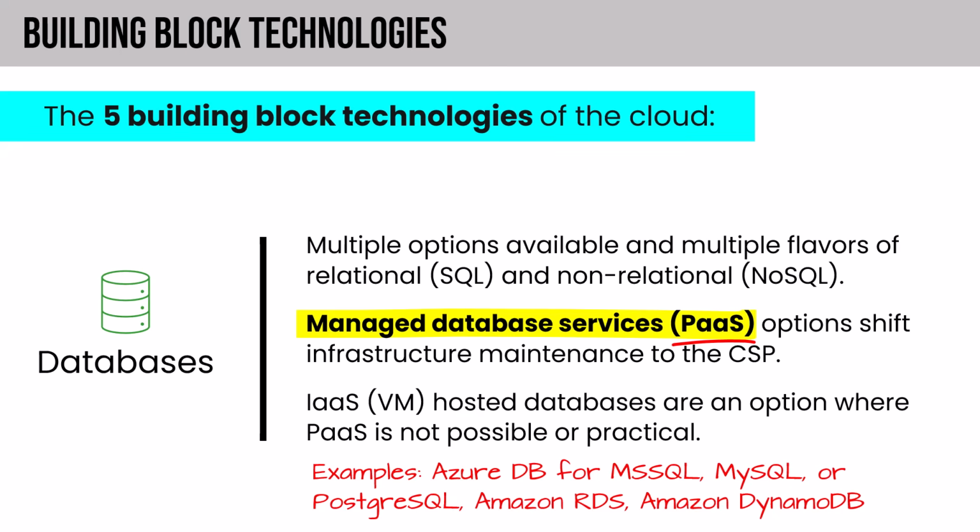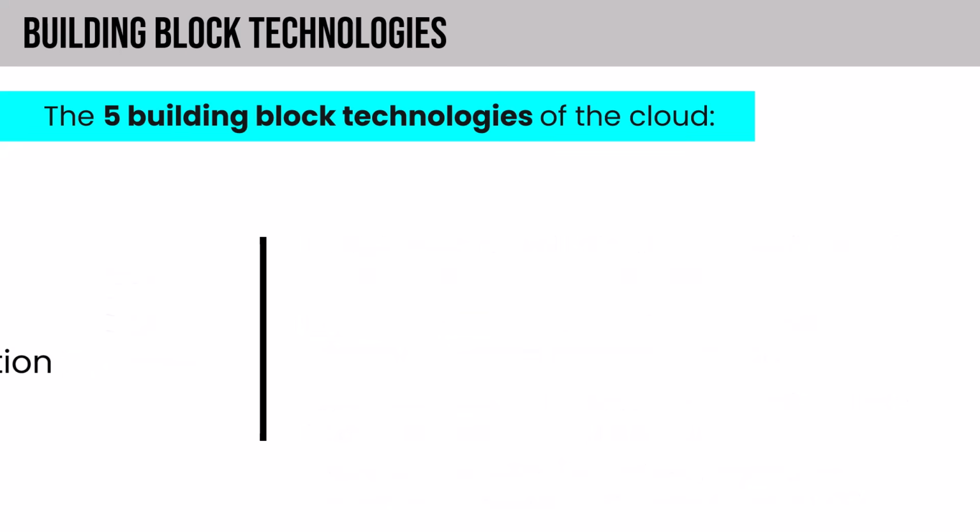So you have examples on the PaaS side of Azure DB for Microsoft SQL. They also have a MySQL flavor, a Postgres flavor. On the Amazon side, you see Amazon RDS and DynamoDB. And generally, PaaS is preferable, but we see the IaaS database options pop up where customers have isolation or compliance requirements that make PaaS just not practical at all.